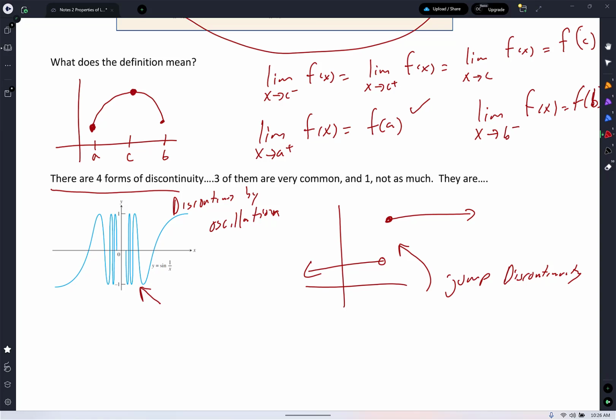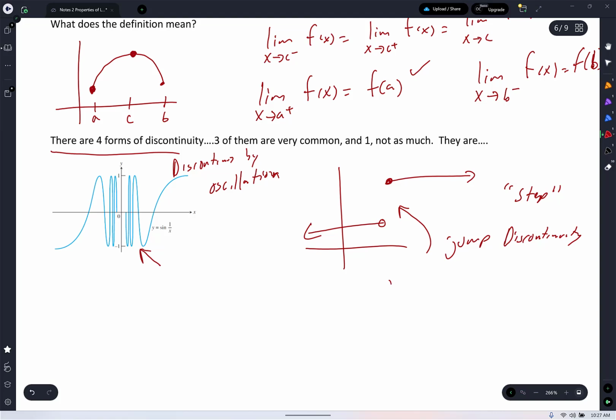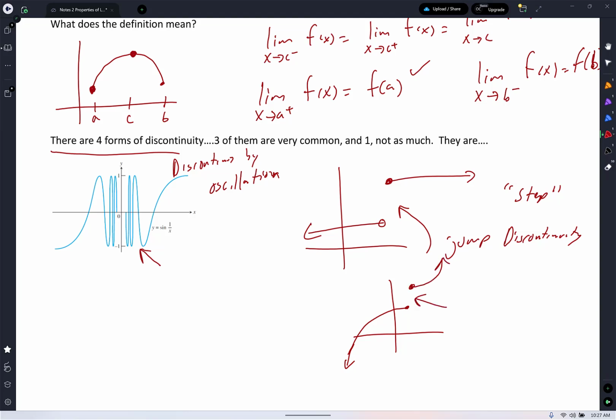It's also sometimes called a step. So for those of you that are going into engineering and you see something called the step function, bam, that's what it's talking about. Do you see how that's a jump or a step? It doesn't have to look like that. This could also be classified as a jump. If I have something like this, that's also a jump. See? Jump. So jump discontinuity. What other discontinuity is there?